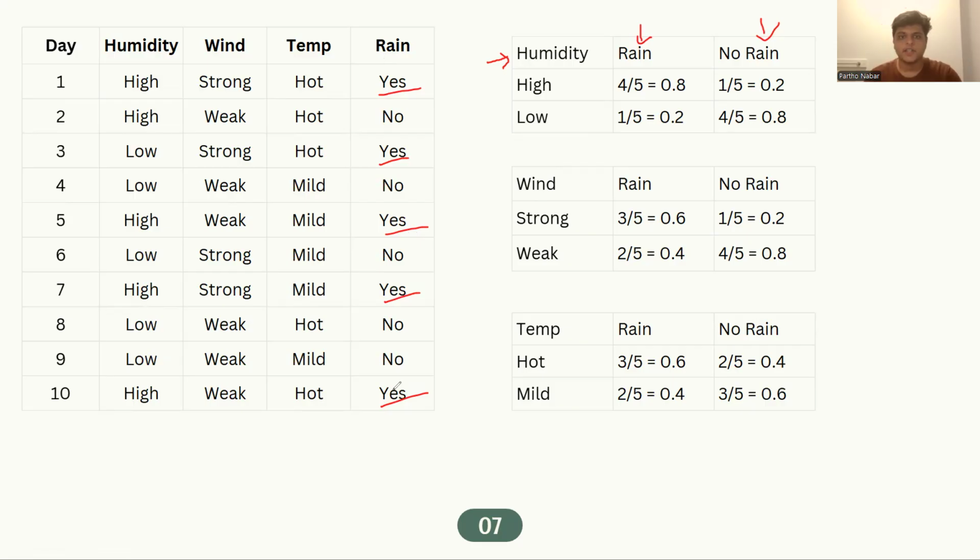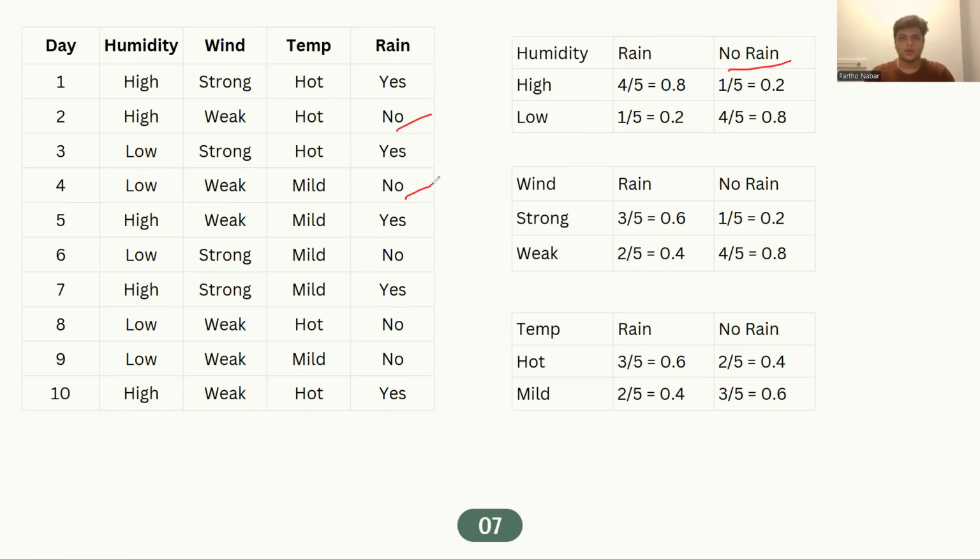Now, in these 5 times, where all was the humidity high? Once here, second time here, third time here, and fourth time here. Just plug in the value. So 4 out of 5 times when it rained, the humidity was high. That leaves us with only once the humidity was low, so it's 1 by 5. Cool. Now let's see when all it didn't rain.